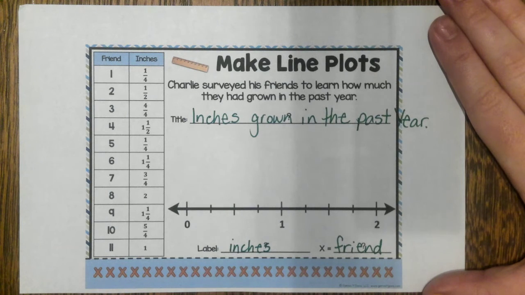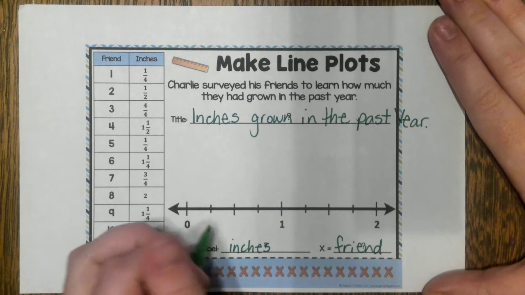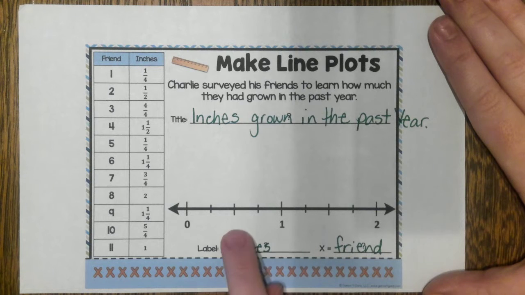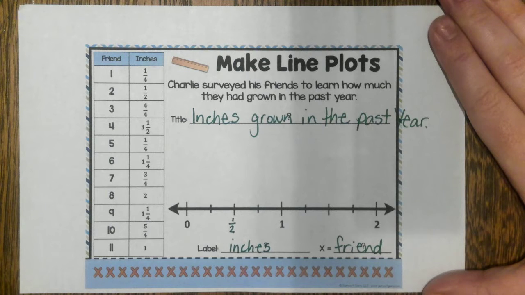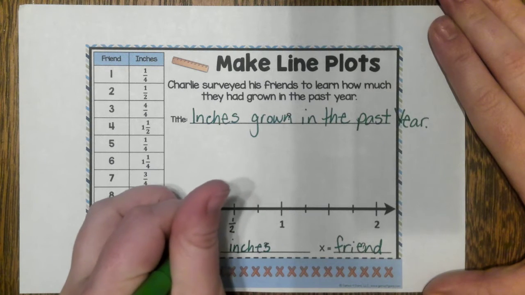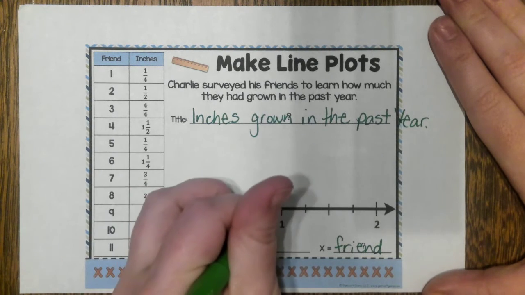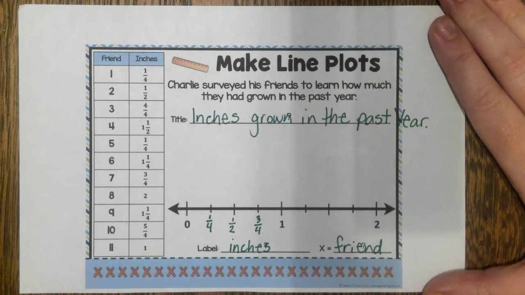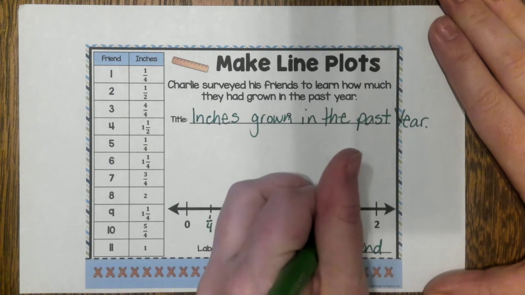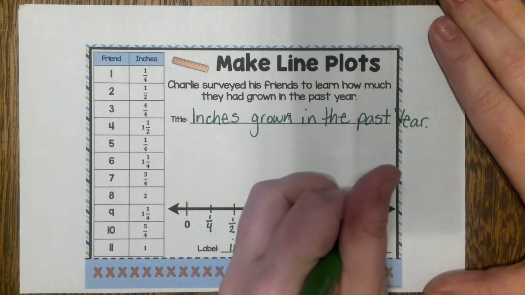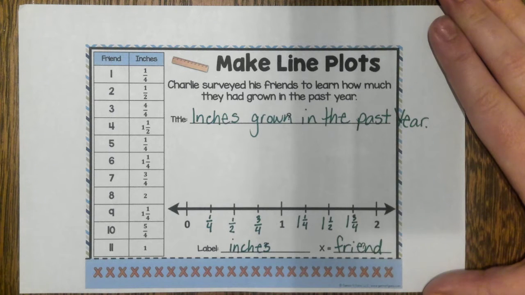So I'm going to go ahead and label them because it's easier for me to see it if I have a number there. So I know that right in between 0 and 1 is going to be 1/2. That's always the easiest for me to do. And then in between 0 and 1/2 is 1/4. Now I can fill in the rest of them. 1 and 1/4, 1 and 1/2, 1 and 3/4. Okay, now I go through and put my little X's.